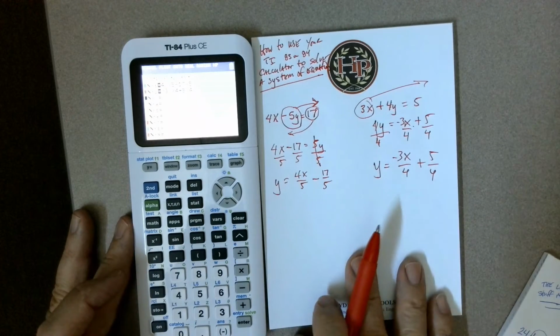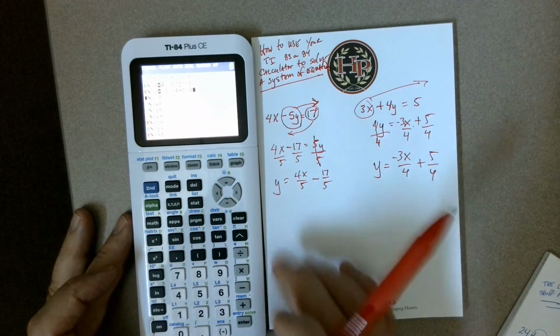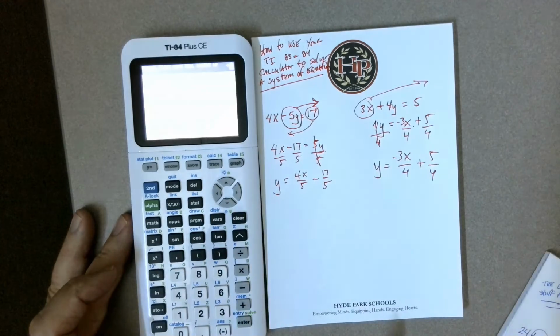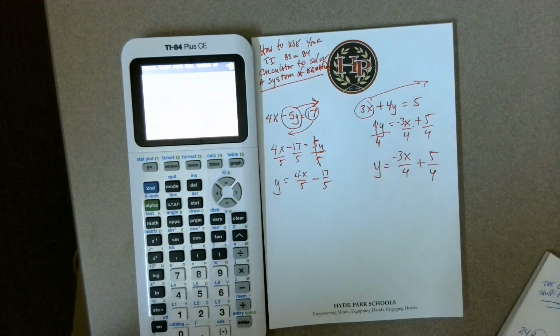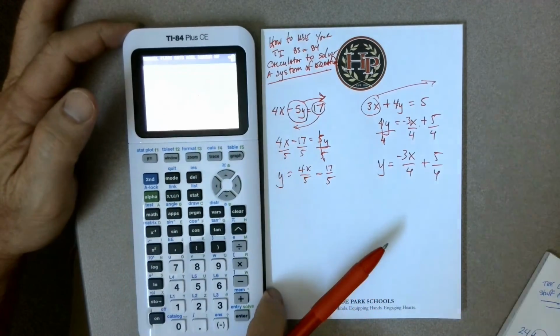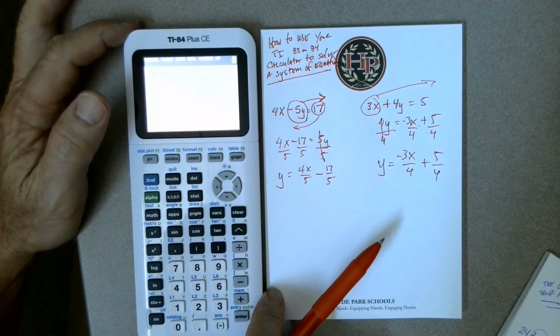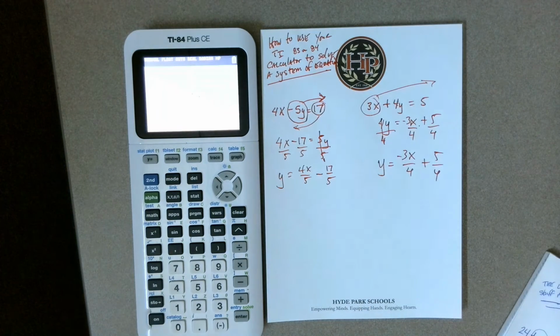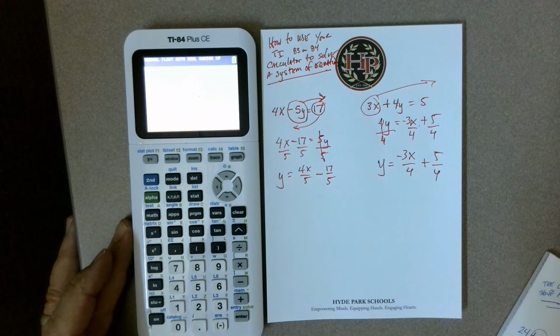Once I put them both into the calculator, I'm going to tell it to graph. And I'm going to see where this graph is. And I don't think that's showing up on my video. When I tell it to graph, I have an intersection there in the window.